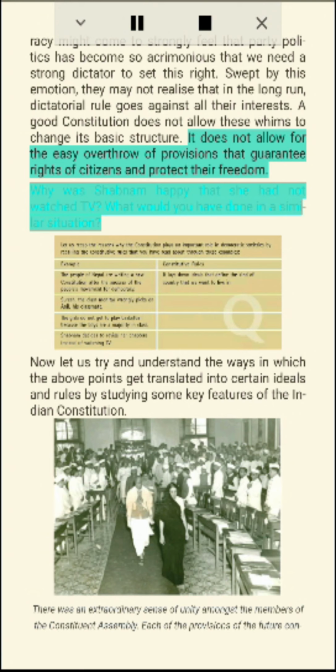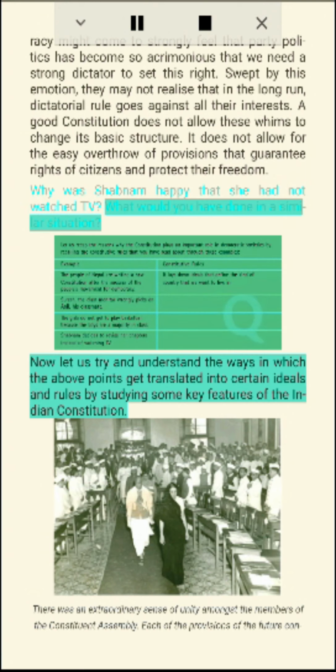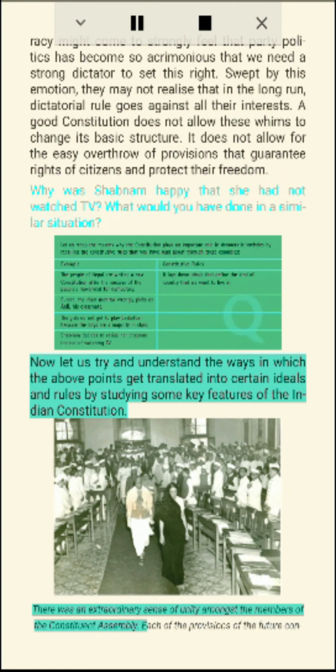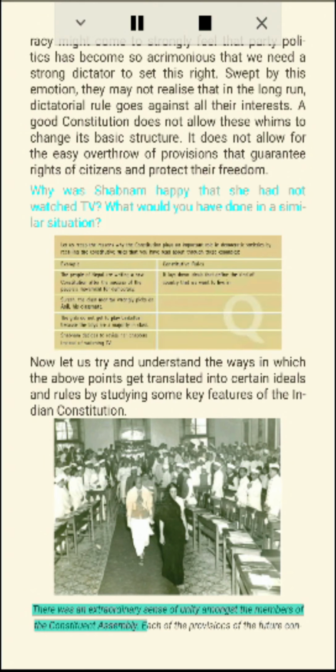Why was Shabnam happy that she had not watched TV? What would you have done in a similar situation? Now let us try and understand the ways in which the above points get translated into certain ideals and rules by studying some key features of the Indian Constitution.